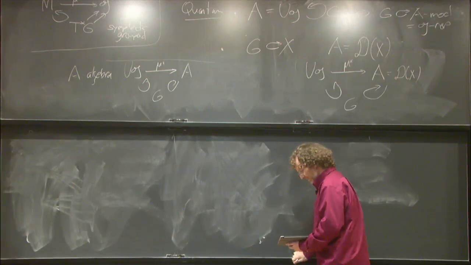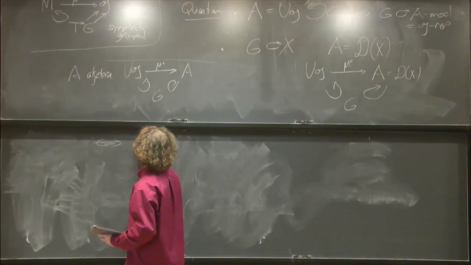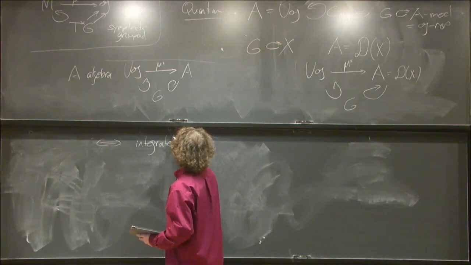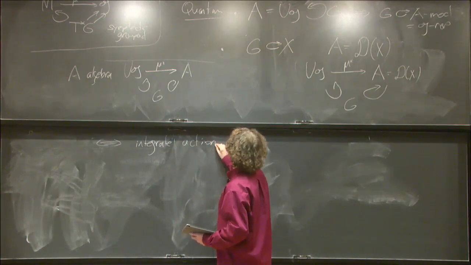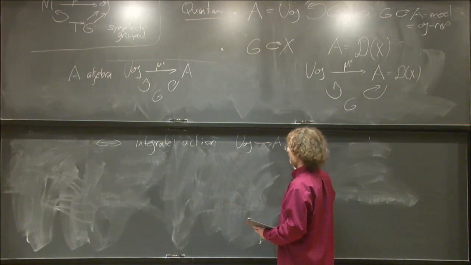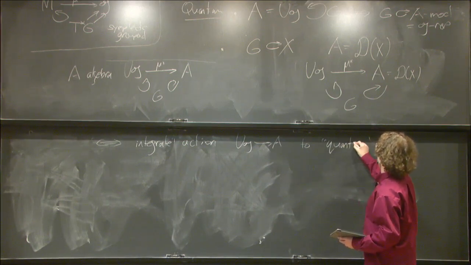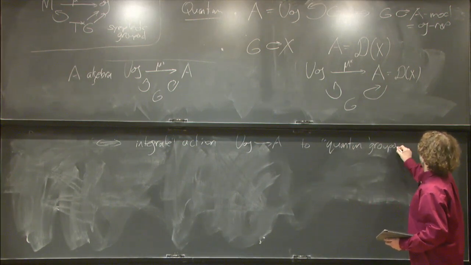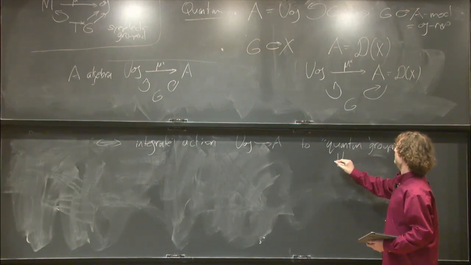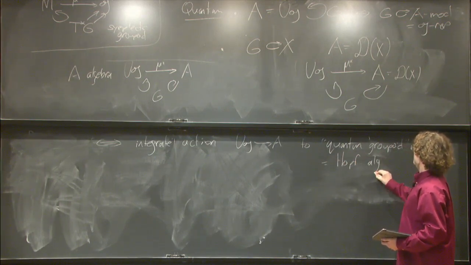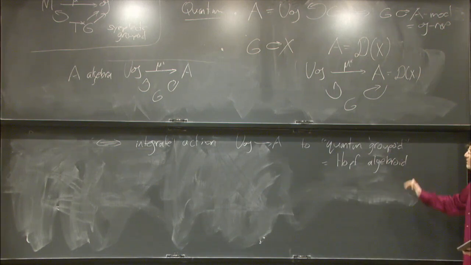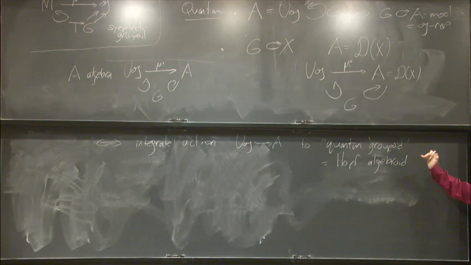You could say it in the, so we could say this is equivalent to, we can integrate the action. This is a map from UG to A, to what's called a quantum groupoid, which is a fancy name for essentially a Hopf algebra, or really a Hopf algebroid. So this is the structure. What is a Hopf algebroid? If you look at functions on a groupoid, and you abstract the structure of the functions on a groupoid under multiplication and convolution, that gives you the definition of a Hopf algebroid.